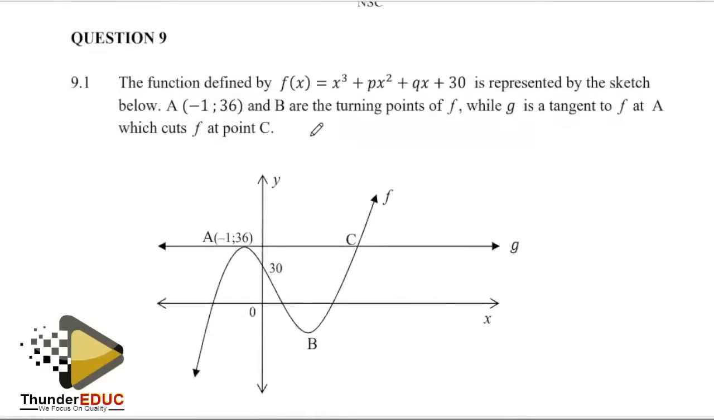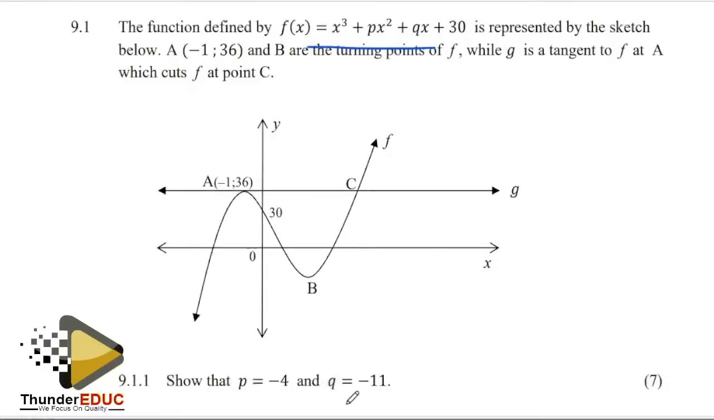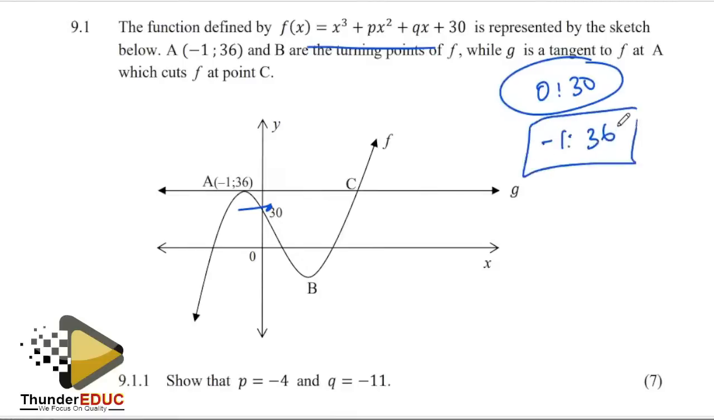Okay, they gave us a function. Here we go. Represented by the sketch, we have -1 and 36, and then b is a turning point, while g is a tangent of f, and boom. Show that p is that, and q is that. We have 2 points, guys. Ne? We have the 30, so that is a 0 and a 30. Then we have -1 and a 36.